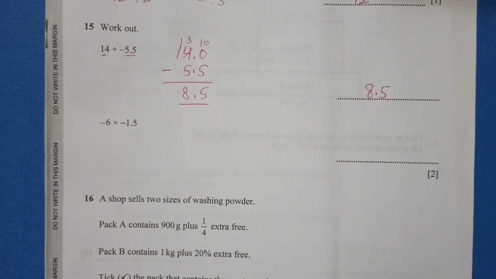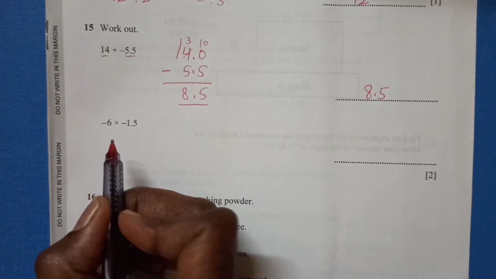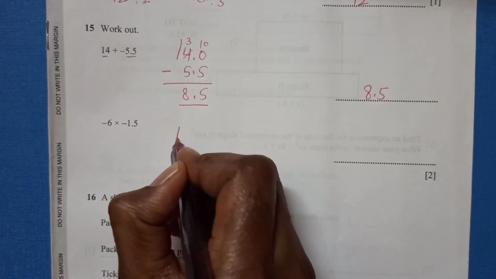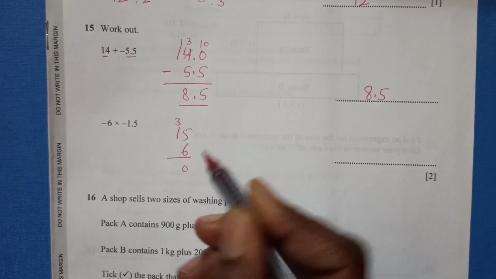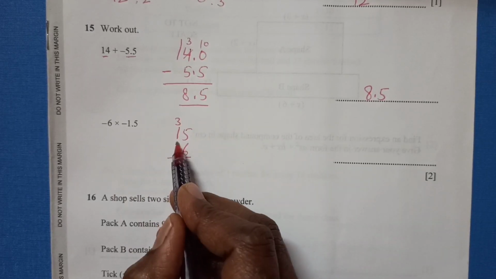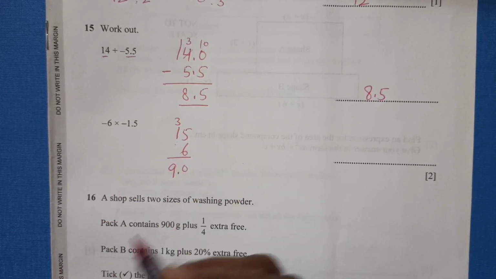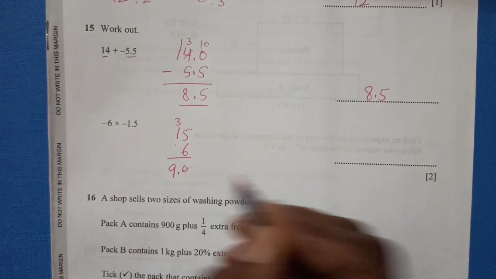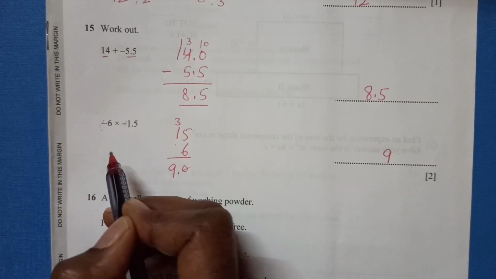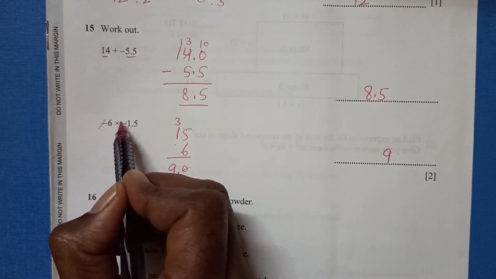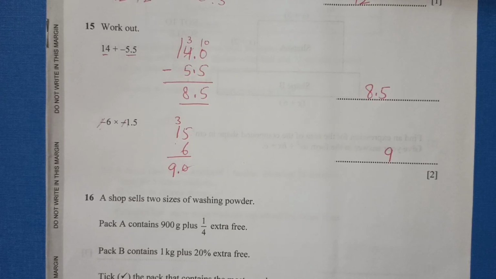Next question, negative 6 times negative 1.5. We are just going to multiply 15 times 6. 6 times 5 is 30. Write 0 and carry 3. 6 times 1 is 6, plus 3 it is 9. We had one decimal place, so you are going to put one decimal place here. So it is 9. As there are two negative signs, negative and negative get cancelled when you multiply two negative numbers. So this will be positive 9.